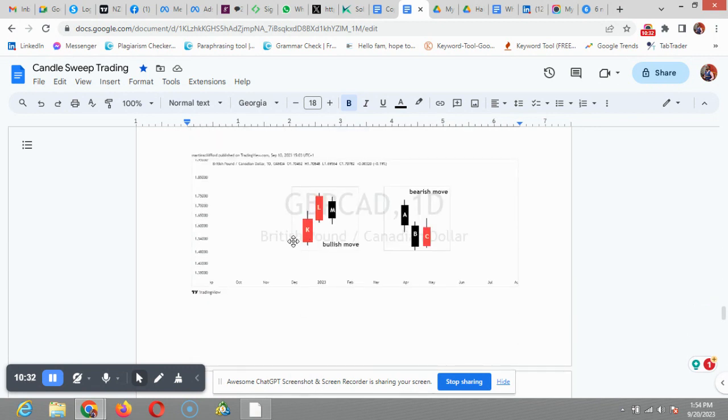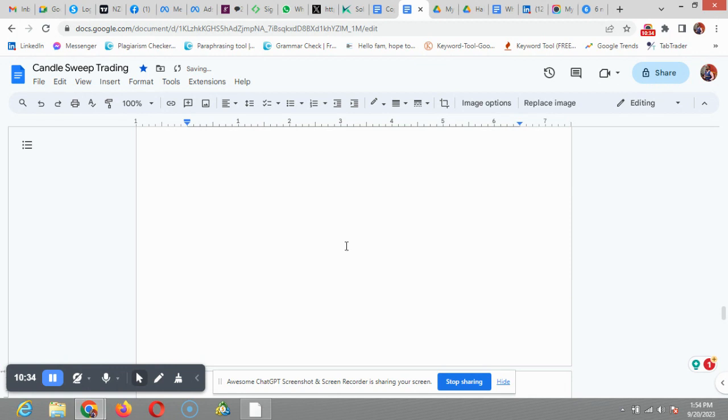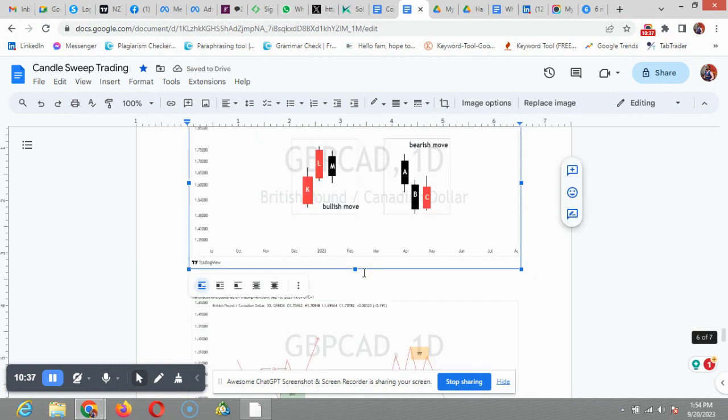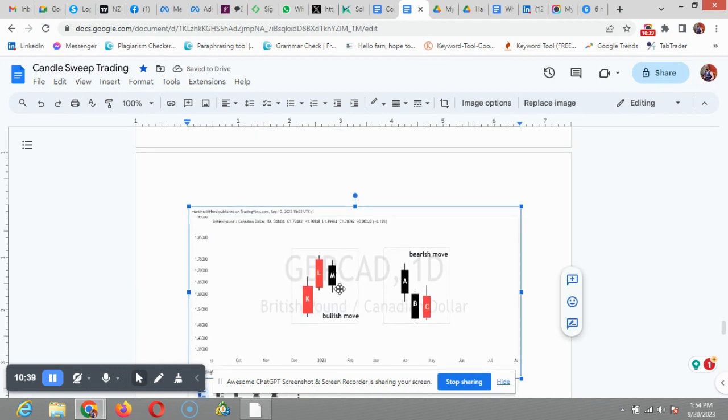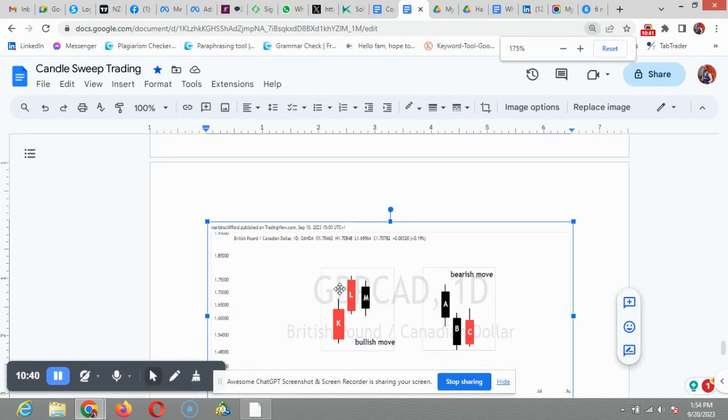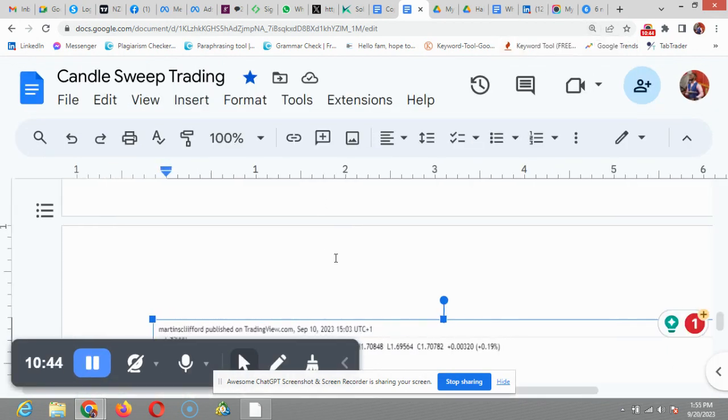Now, take a look at this. I gave this illustration the last time in class, right? Yes, you got it. So, take a look at these candles here. Can you guys see this? You know, let me zoom out. All right, cool.